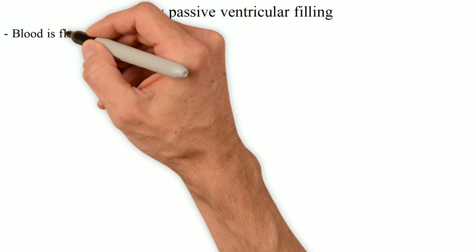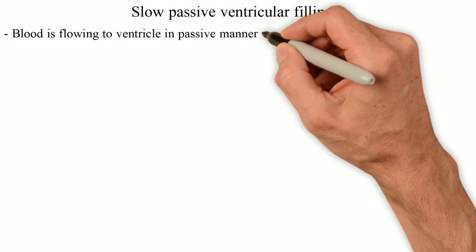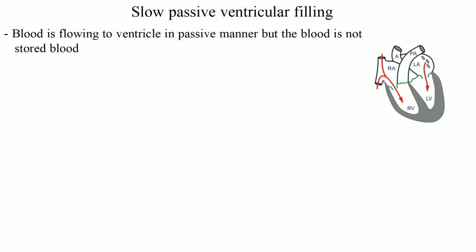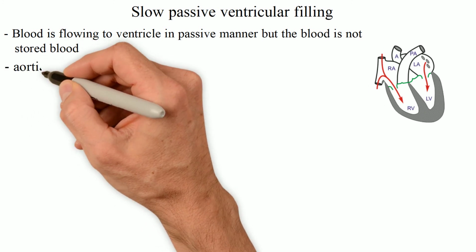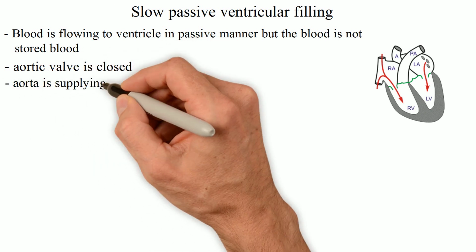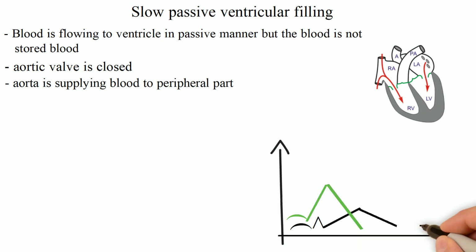In this phase, the blood is still flowing from the atrium to the ventricle, but the blood which is flowing is not the stored blood. It is the blood which is directly coming from the pulmonary vein and entering directly into the left ventricle without getting stored. In this phase, the aortic valve is still closed because the pressure in the aorta is greater than the pressure in the ventricle and the aorta is supplying the blood to the peripheral tissue. We can see in the graph that atrial pressure has become steady and the ventricular pressure is also constant. But the atrial pressure is still higher than the ventricular pressure, so the mitral valve is still open.